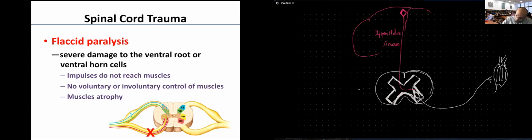The nerve cell that is going to be coming out from the ventral horn of the gray matter of the spinal cord, this is what we call the lower motor neuron.